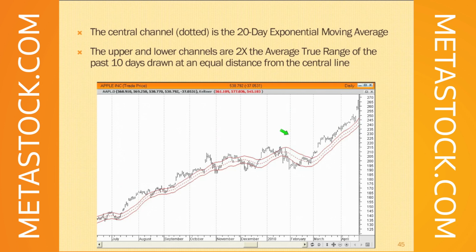And the central or middle channel, which is this dotted line right here, is the 20-day exponential moving average for a stock. And the upper and lower channels are 2 times the average true range of the stock over the past 10 days, and they're drawn at equal distance points from the middle channel. So the upper and lower channels are 2 times the average true range of the past 10 days.